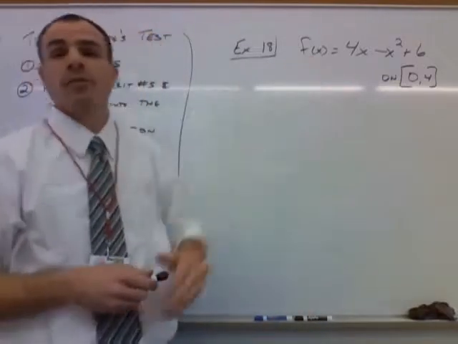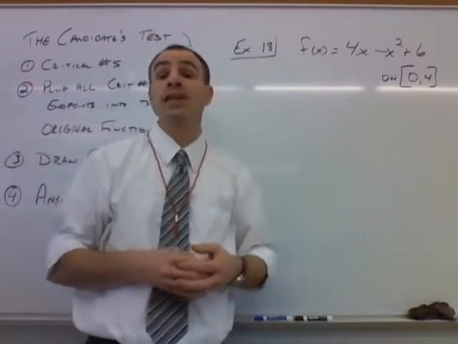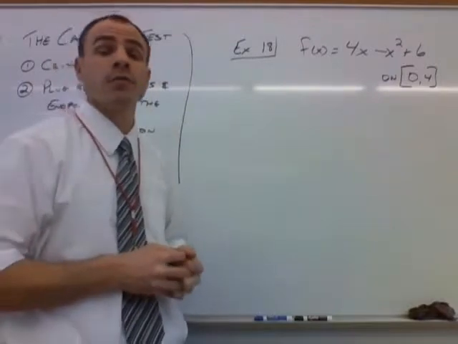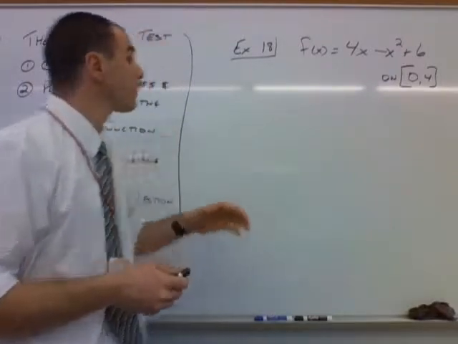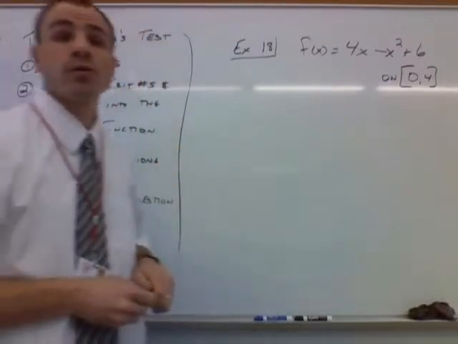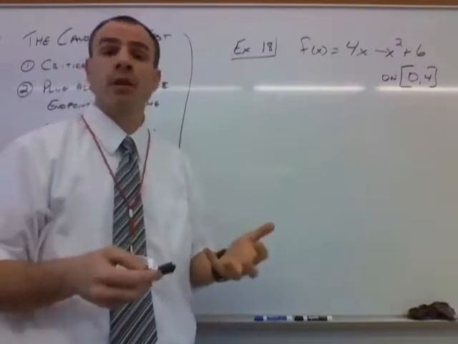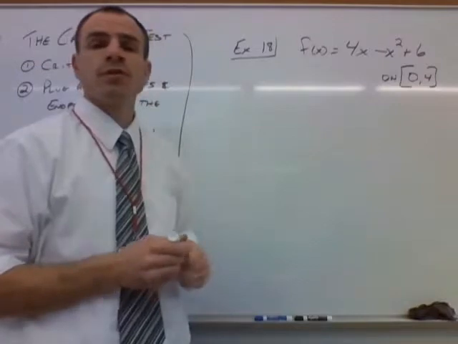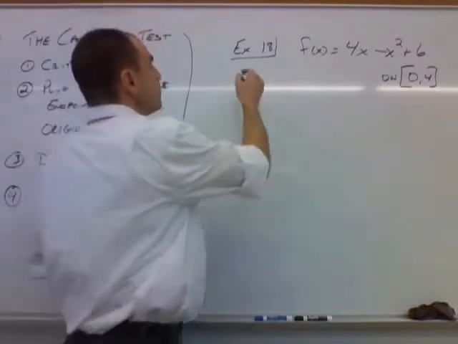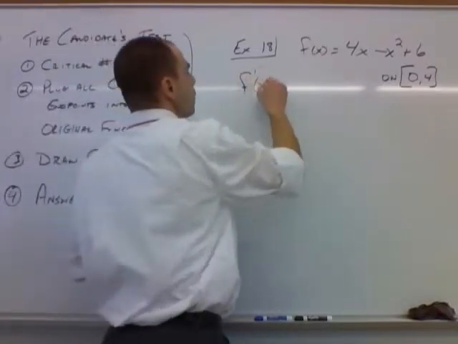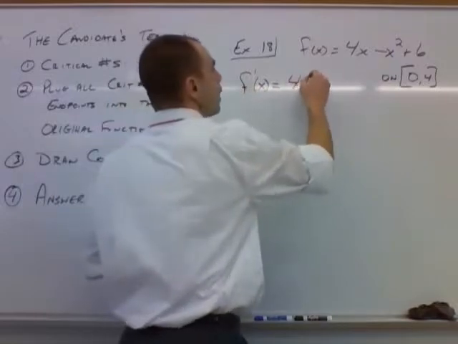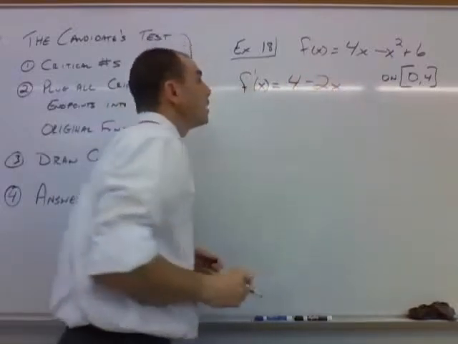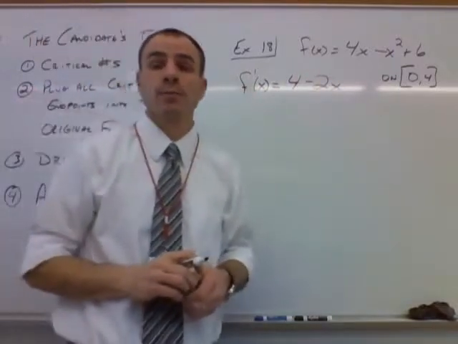Example number 18, we're given this function. We're asked what is the absolute maximum value of the function? So let's go ahead and do that. First of all, we need to get our critical numbers, if there are any, because critical numbers are some of the candidates. Critical numbers occur when the derivative is equal to 0. We have our function, which means we need our derivative. So let's get f prime of x, and we can quickly derive this and see that f prime is equal to 4 minus 2x.